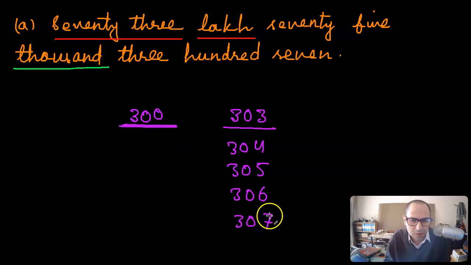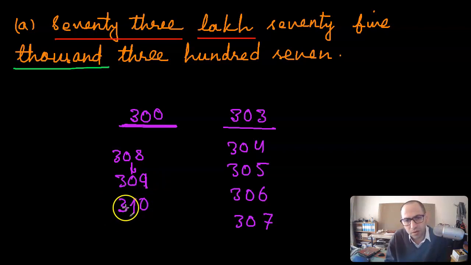So 307 is nothing but 300, and you add 7 to it. Which means that essentially the tens place value has not been filled yet. So you have to go all the way up to 308, 309. And once you get to 309, if you add 1 to this, then this place value becomes a 10. The carryover goes to the next place value. So then this becomes a 1, this becomes a 0. So after 309, we have 310.